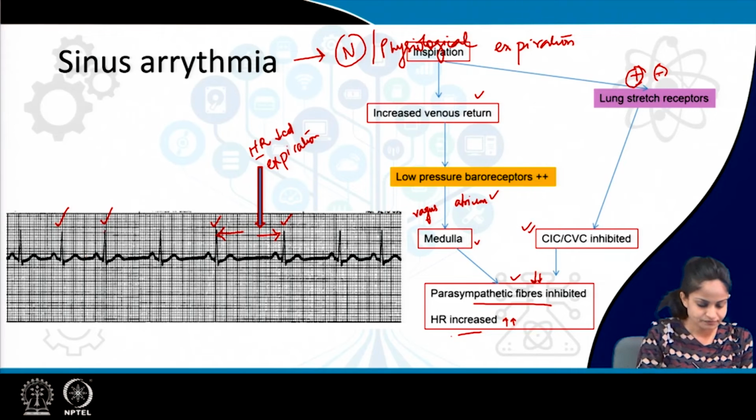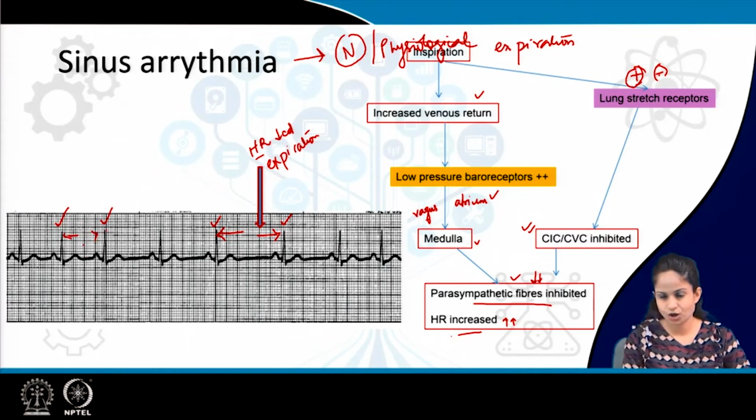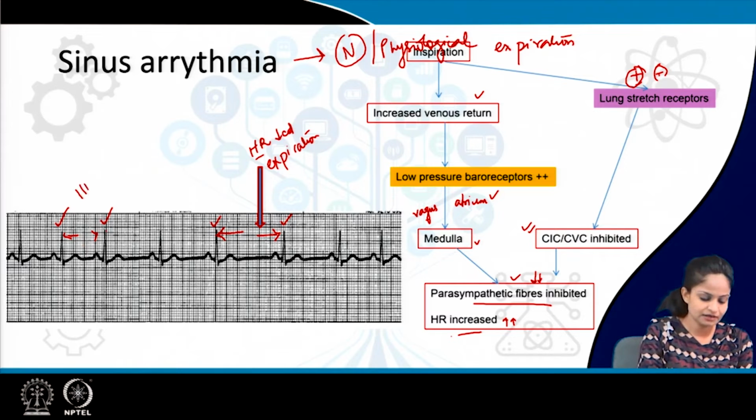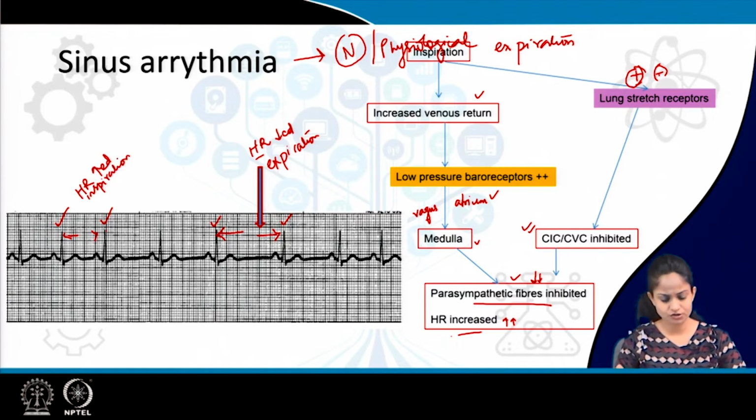Here we can see the RR interval is shortened, that means here the heart rate is increased, that means inspiration is going on. So, this is a normal physiological phenomenon which we see in the ECG, that means on inspiration the heart rate increases, on expiration the heart rate is decreased.